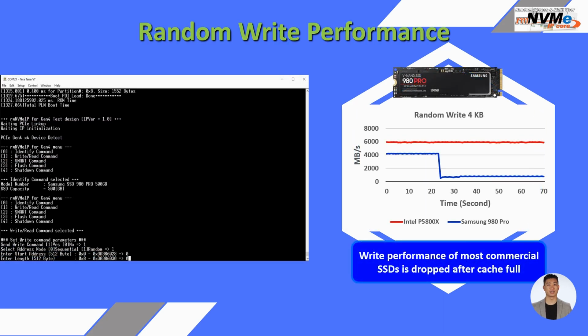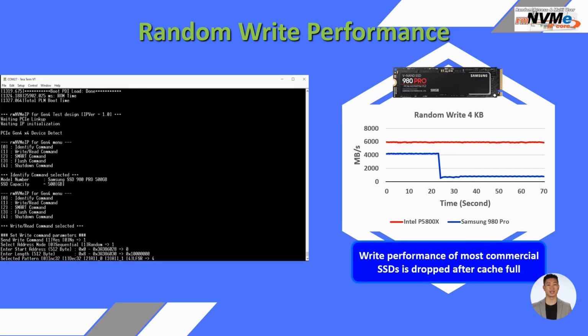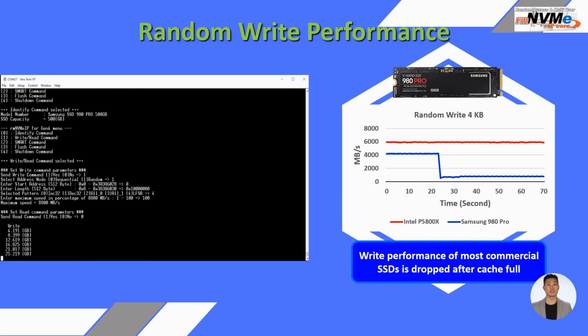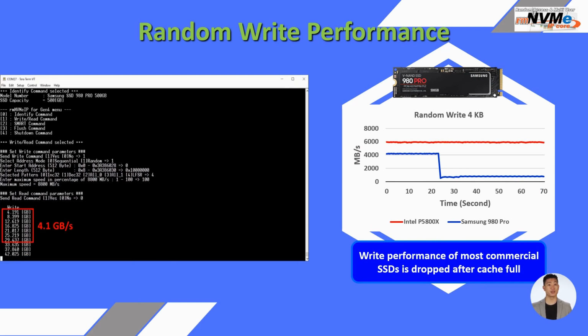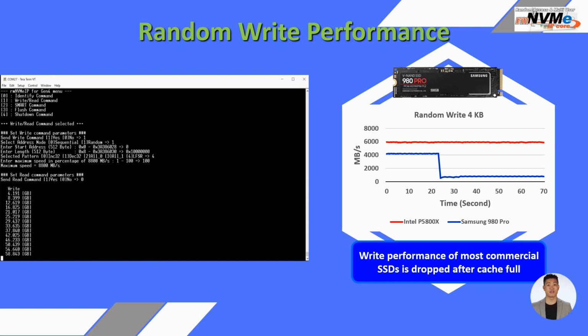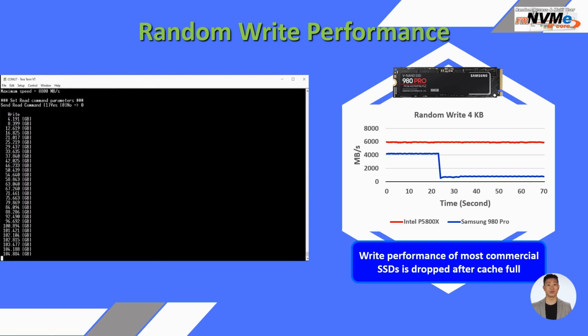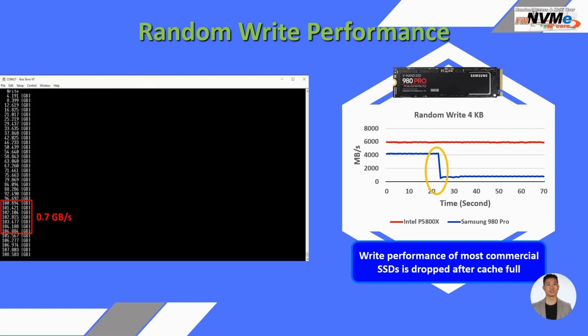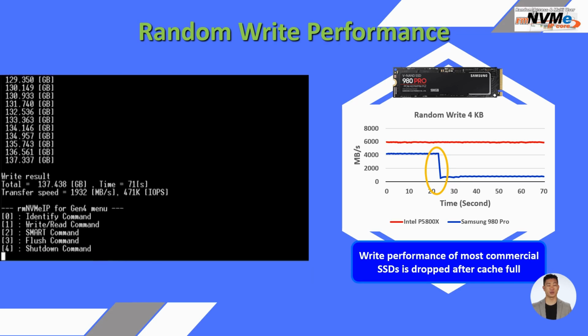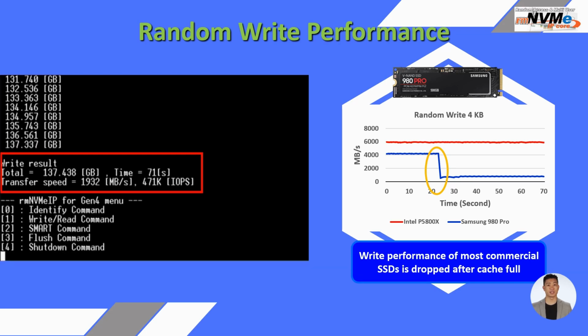Next, the Commercial SSD, Samsung 980 Pro, is tested using the same condition, 4 KB random write for large data size. After 100 GB of data is written, the write speed drops from 4,200 MB per second to 700 MB per second. This is a common characteristic of commercial SSDs when the cache is full. It is important to consider when choosing an SSD that meets system requirements.